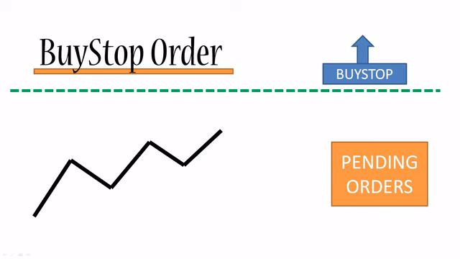So in this case, what's happening is you're saying that if the price reaches this green line, I want to enter the market with a buy order. So let's see how that happens. The price crosses the green line, and that's exactly when your buy stop order turns into a buy order. So from that red cross onwards, your buy stop order no longer exists. Now you have a buy order in the market.